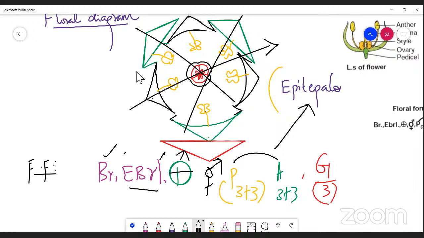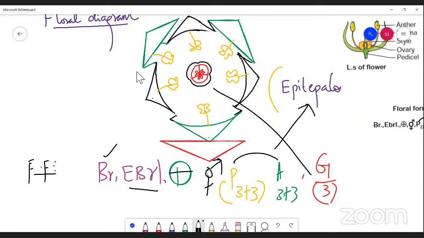Once again, follow me. This is a floral diagram where you find the trilocular, tricarpellary ovary. Now this is a trilocular or tricarpellary ovary. Every carpel consists of 2 locules, 2 ovules. Every chamber consists of 2 ovules. These ovules originate from the axis, hence the condition is axial placentation.